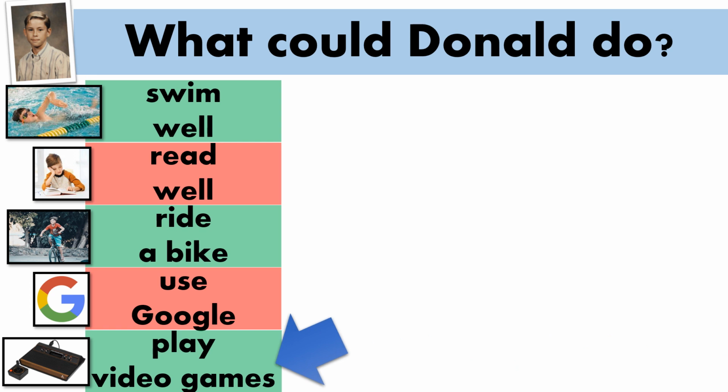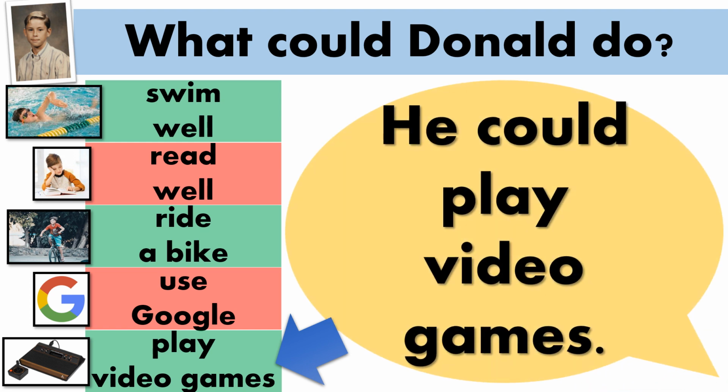Play video games. Do you think this is something Donald could or couldn't do? The right answer is he could play video games. In the picture, that's an Atari video game system where there's a video game called Pac-Man, where you're a little yellow circle and you have to eat all these little dots. I could play that game when I was young. So say it after me. He could play video games. Good job.